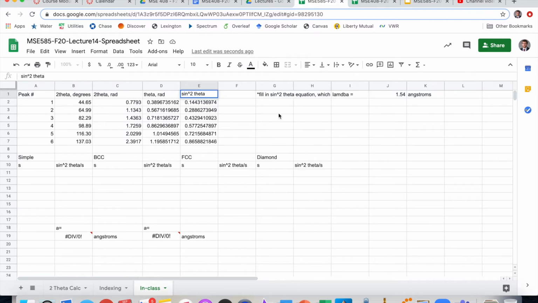The next part is where we have to assume a pattern is simple cubic, BCC, FCC, or diamond, and then we find the S values from the appendix in Cullity. We have 6 peaks, so I need to find the first 6. I'm going to switch over for a second and look at the appendix so that you can see where I'm getting these values, and then I'll switch back and we'll continue to fill out this spreadsheet.